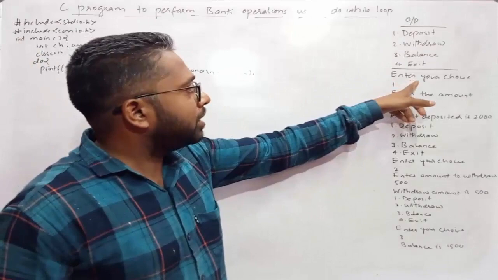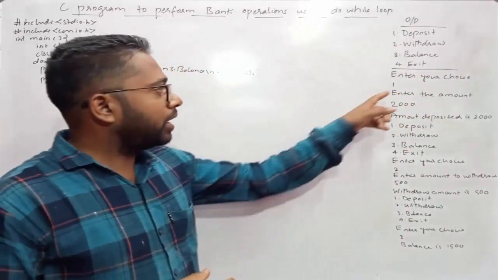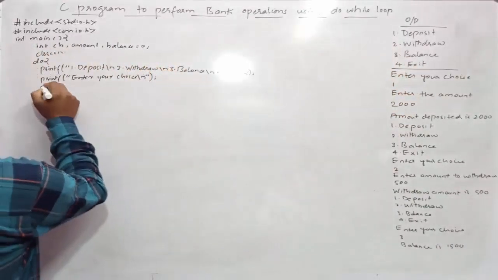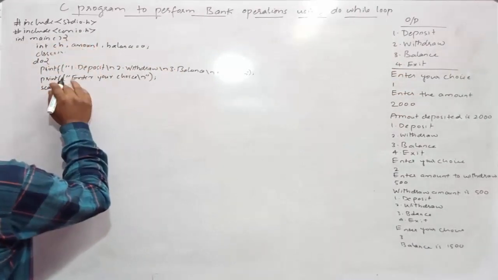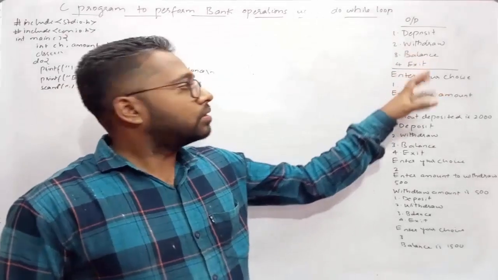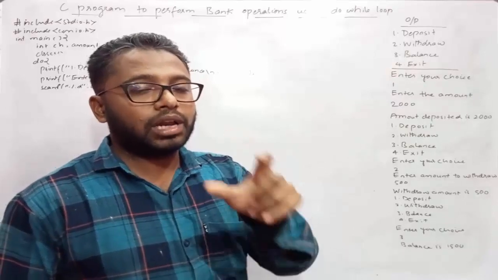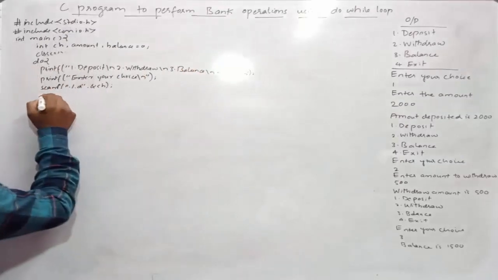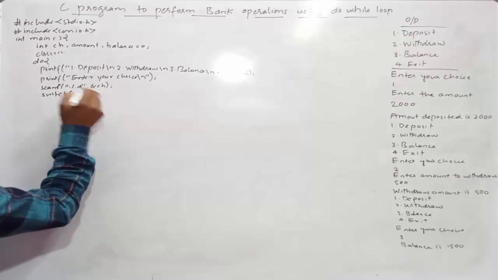Next I need to display this message, enter your choice. Then the user is going to enter any of these choices. Then I need to take that value and store it inside the ch variable, scanf. Now the user's input for these choices gets stored inside the ch variable. Now I need to pass that ch to the switch. Switch ch.